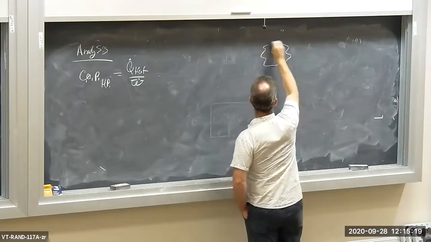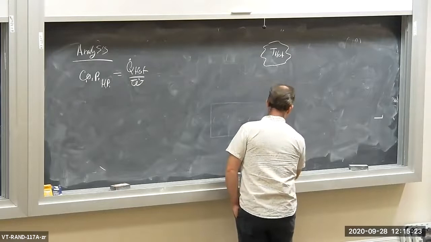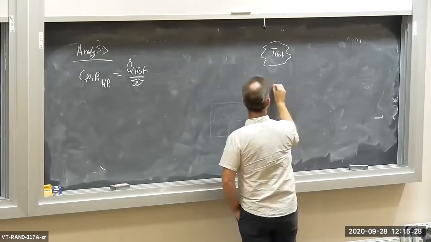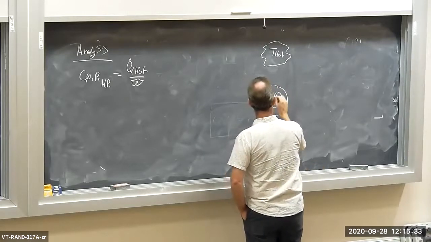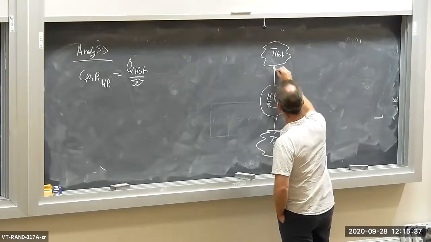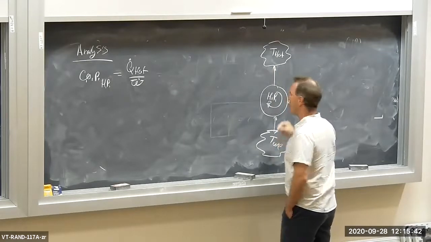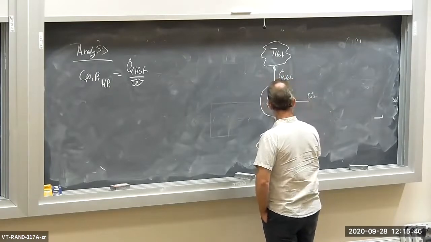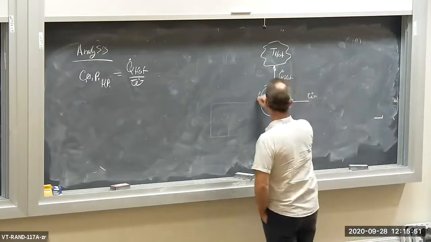So we have our hot place, we have our cold place. We have our heat pump working in a cycle, which moves heat from a cold place to a hot place by the application of work. Okay, so let's apply the energy balance to our heat pump.